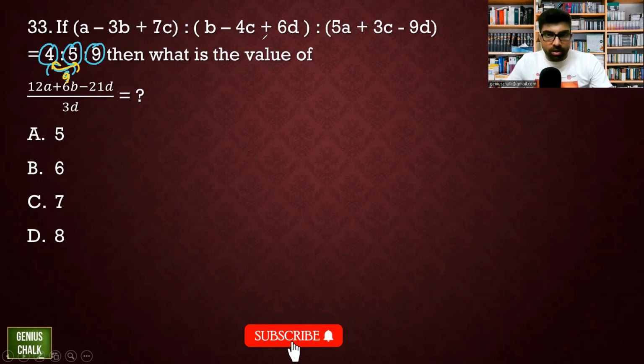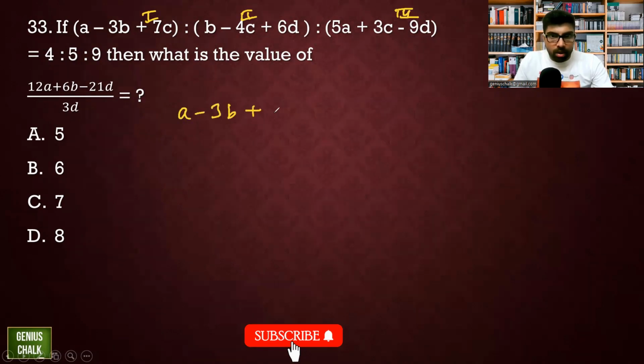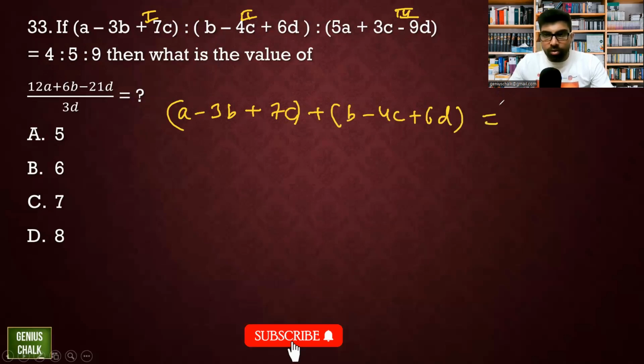And so that means what I can say, this first equation plus second equation must be equal to the third equation. This is what I can say, right? And then I can find this value somehow. So let's try to find. The first is this, second is this, third is this. Find it. A minus 3B plus 7C plus B minus 4C plus 6D. That must be equal to the third one, that is 5A plus 3C minus 9D.